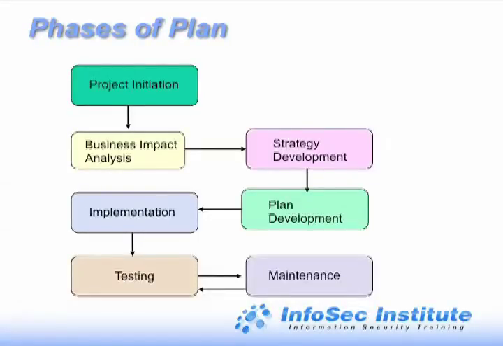Okay, phase plan. You have your project initiation. You have your BIA, business impact analysis, strategic development, plan development, of course your implementation, and the testing and maintenance. Sometimes, even though this is supposed to evolve, if the organization changes drastically, such as a merger or a split, you may have to go through the entire process again. So you may actually have to start at the project initiation and move back down, especially if you go to a new geographic area.